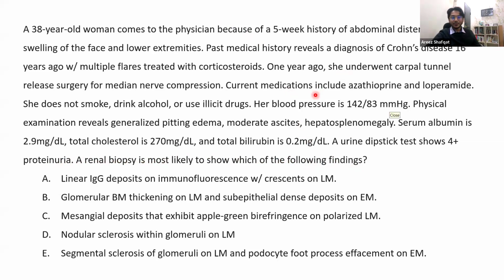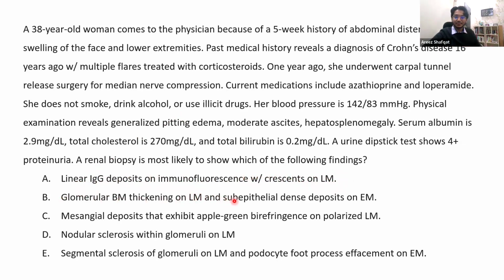Okay, so B. All right, so let's go through it. This patient has a long-standing inflammatory disease, which is Crohn's disease. Now she's developing nephrotic syndrome, right? So A says linear IgG deposits with crescents on light microscopy. This basically signifies anti-GBM disease or Goodpasture syndrome. It usually manifests with nephritic syndrome, all right?